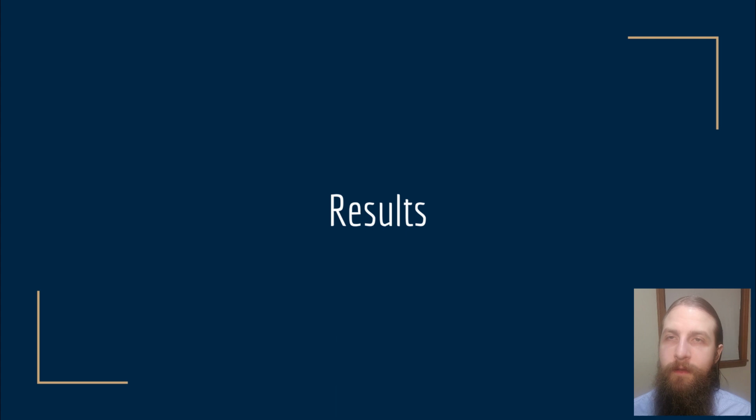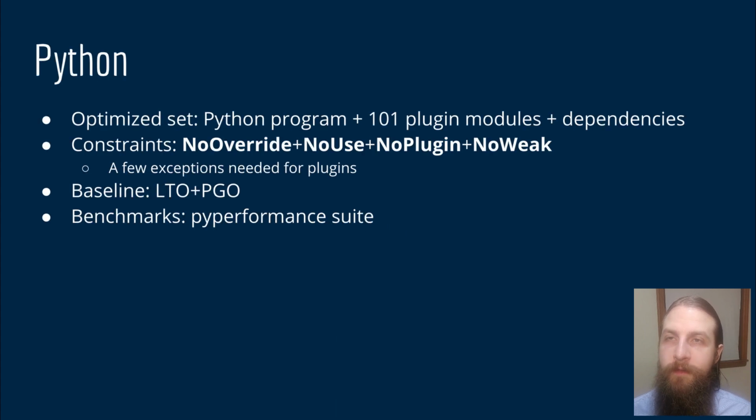We implemented a guided linking tool based on the LLVM compiler. The first program we benchmarked with guided linking is the Python interpreter. For the optimized set, we used the main Python program, 101 plugin modules, most of which are included with Python, and a few more libraries and programs used as dependencies.